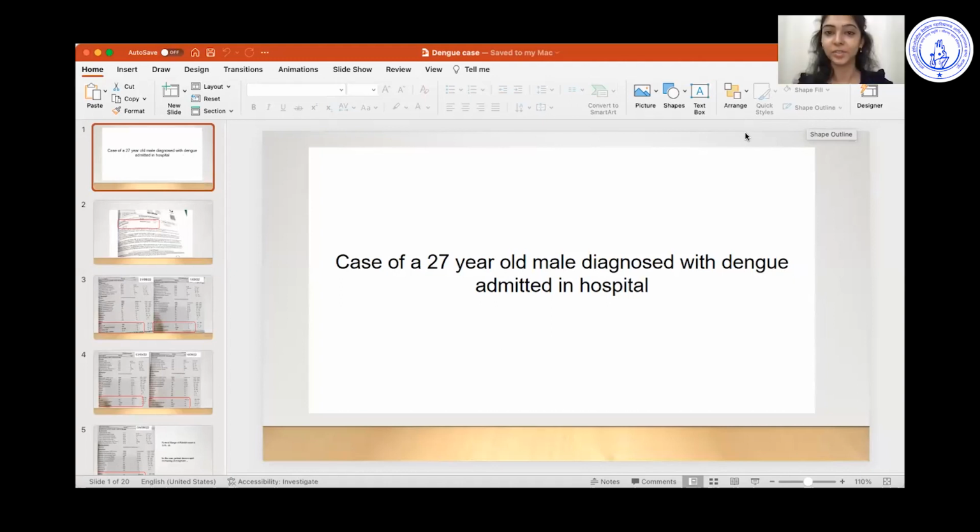Okay, so hello everyone. First of all, I would like to thank everyone for giving me this opportunity. I will present one short, quick, acute case. This was a case of a 27-year-old male who was diagnosed with dengue. He was admitted to hospital on 30th August 2022.